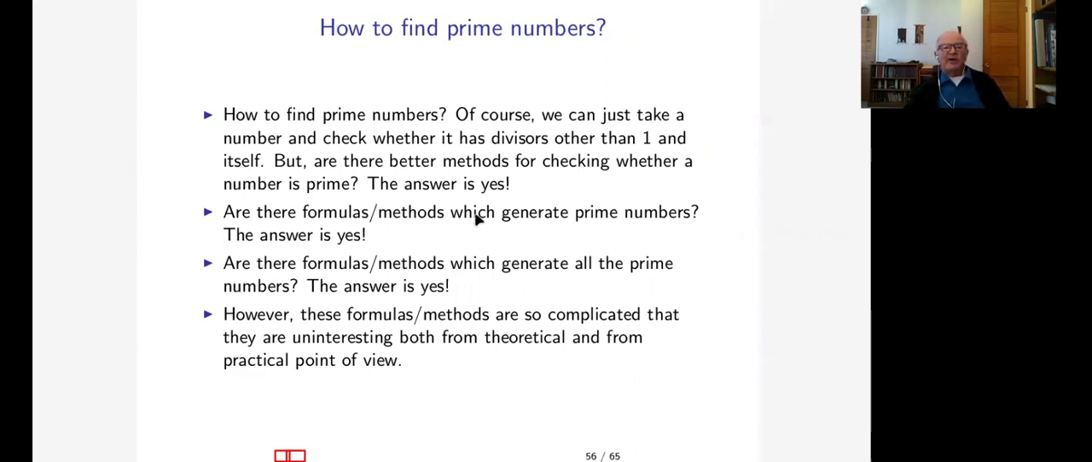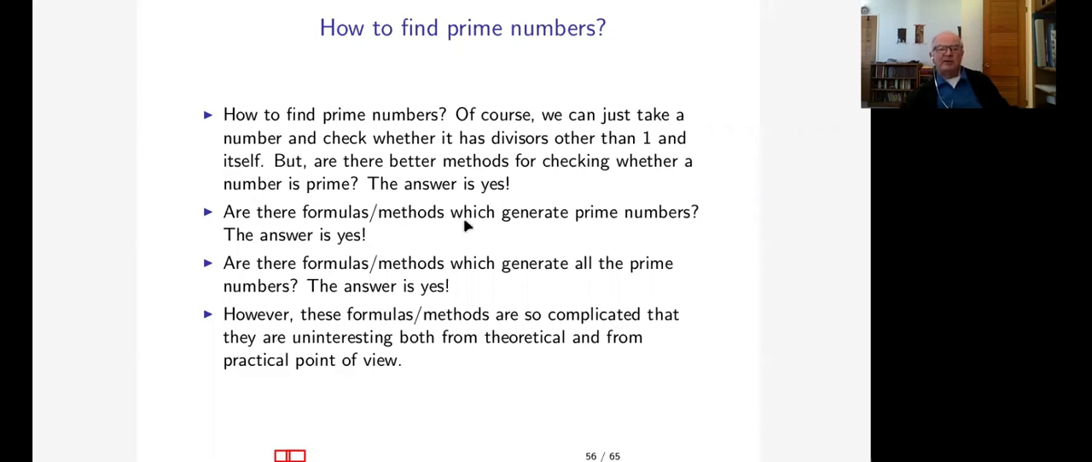So how to find prime numbers? This takes us to Roger's question. Is there a formula or something that generates prime numbers? Of course you can always take a number, try to do all the possible divisions and decide whether it's prime or not. And this is a way of finding prime numbers. But is there anything better? A better way to check whether a number is prime? And yes, there are better ways. They are quite complicated, but there are better ways for checking whether a number is prime or not.